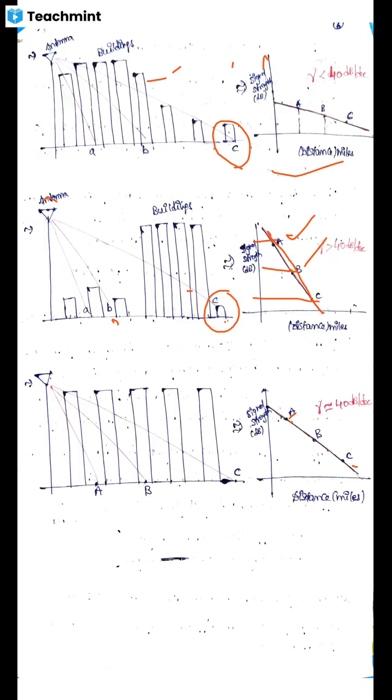And in the third case, with buildings everywhere, at the points A, B, C, the signal strengths received are represented in this form. The signal strength decreases gradually as C is away from the antenna. C has the low signal strength, B has the medium, and A is somewhat better than the remaining two. Due to these human structures, the signal strength is represented in this form. This path loss curve is represented in this format. This represents the path loss phenomena.